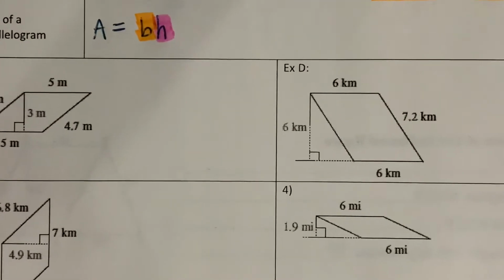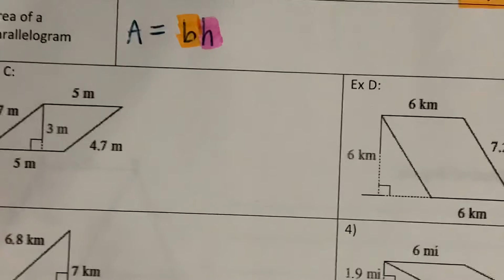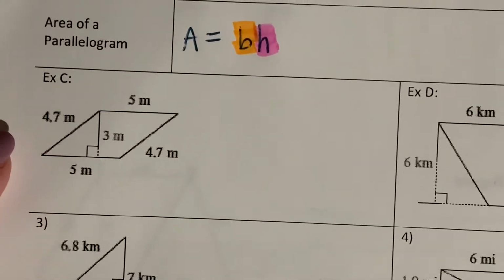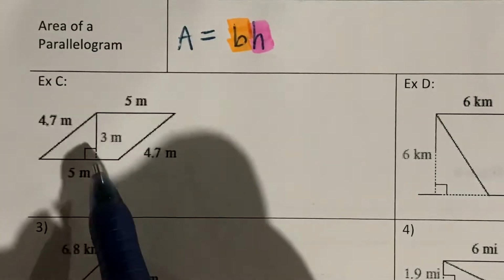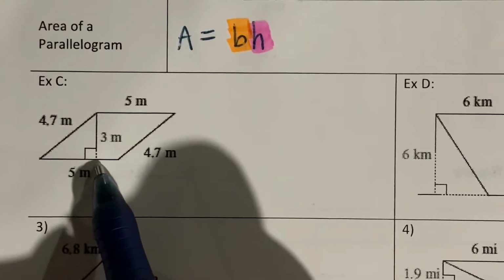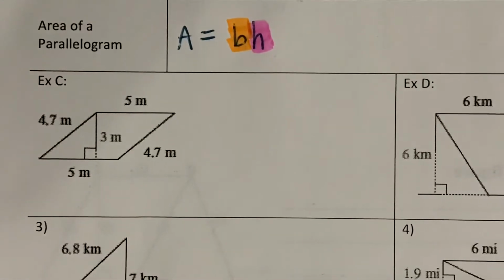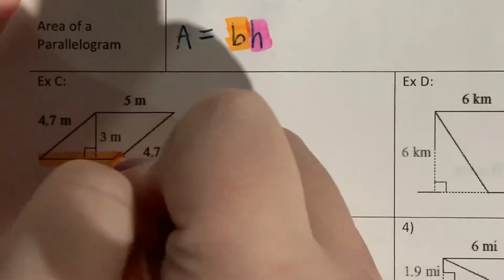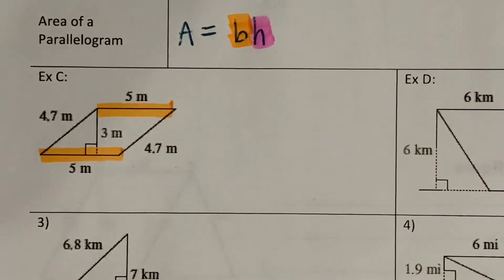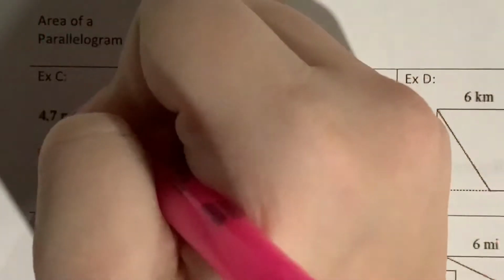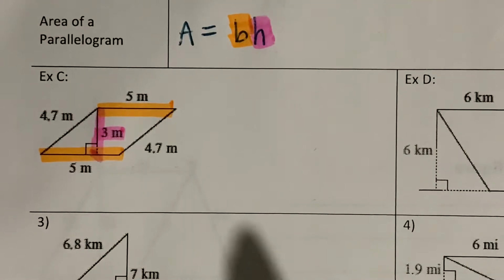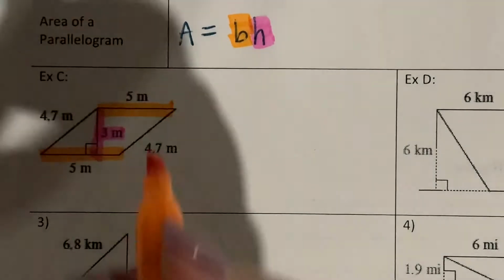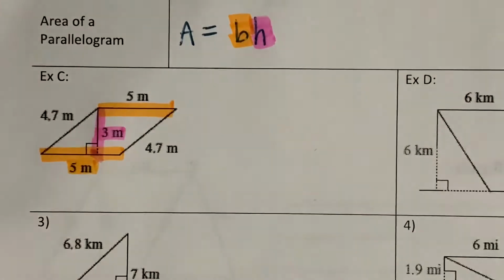So in example C, we have a figure and we need to find the area. We have our formula right here, area equals base times height. So first, let's let our eyes go right to the 90-degree right angle. So the 90-degree right angle can show me my base and my height. So here I see the right angle. So these have to be my two bases. And here's my height. It's perpendicular to my two bases. So the height that I'm using is 3 meters. And again, my bases are the same, right? So it doesn't matter which one I use. I'm going to use 5 meters.